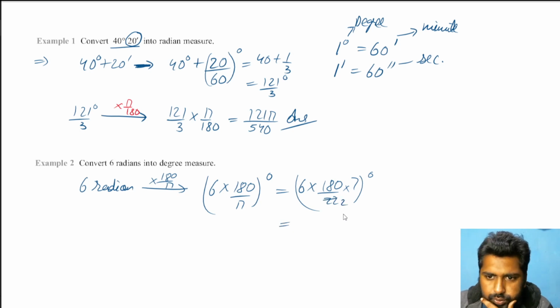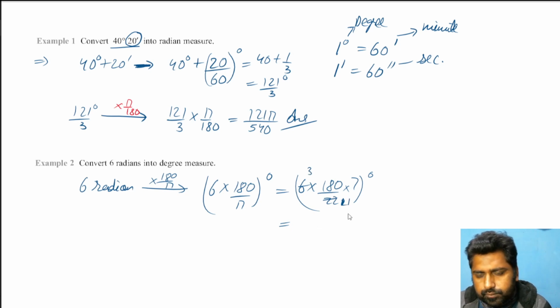So 2, this is 3. Sorry, 2 into 11. So that gives you 540 into 7 upon 11. What else we can do? We'll have to multiply.